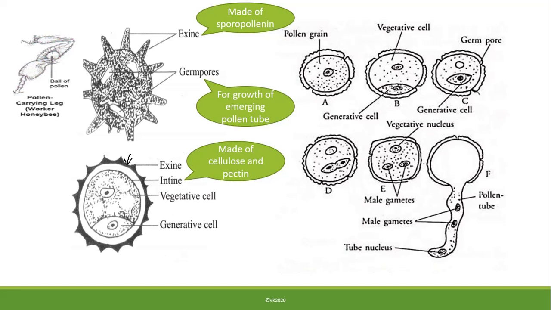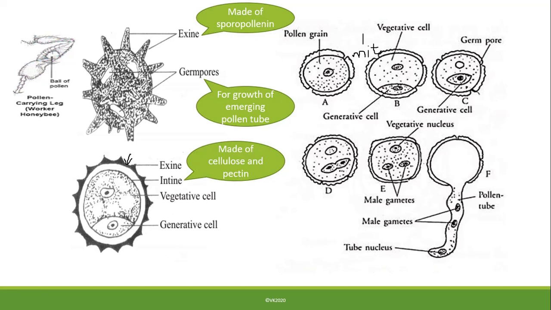Before it has been dehisced, it divides. So it undergoes mitosis. So this is your first mitotic division. And it forms two cells. One of the cells is known as the vegetative cell and the other cell is known as the generative cell.